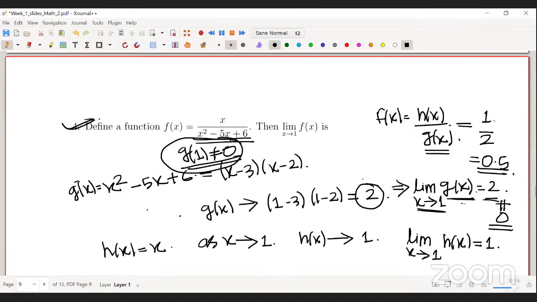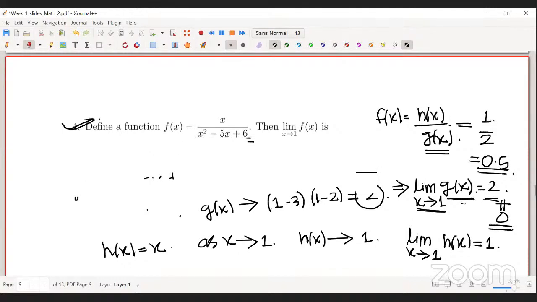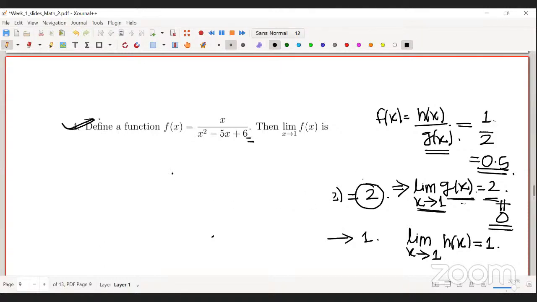Okay, let's try to calculate the left hand limit. I'll do it for one case. For example, I'll try to compute the left hand limit of this g of x, which is basically x minus 3 over x minus 2. So we want to know the same thing, right?